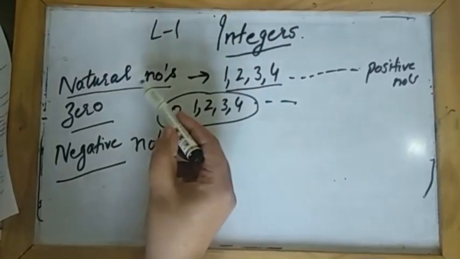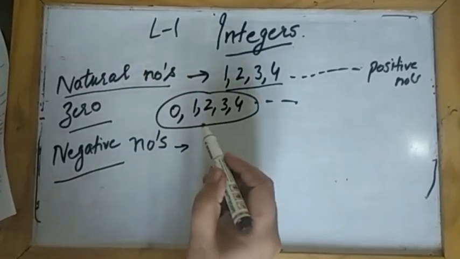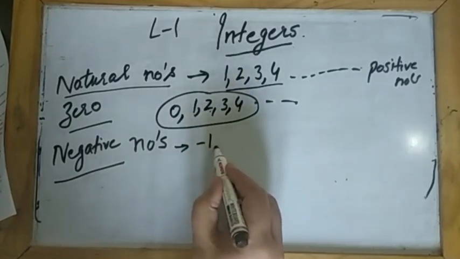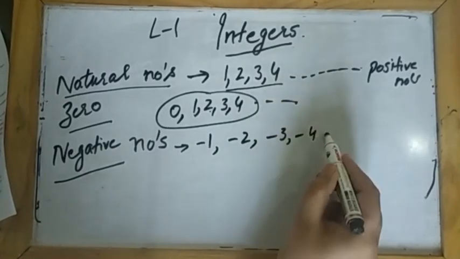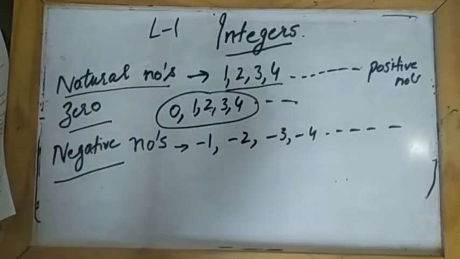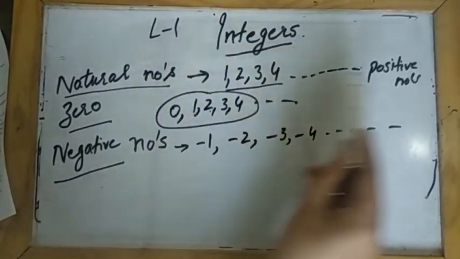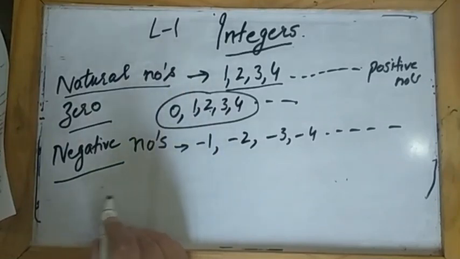So integers include natural numbers, 0, and the negative numbers. Now what are negative numbers? To these positive numbers, if I add the sign of negative, they become negative numbers. So all the negative numbers are included. So integers include natural numbers, all the positive numbers, 0, and the negative numbers.